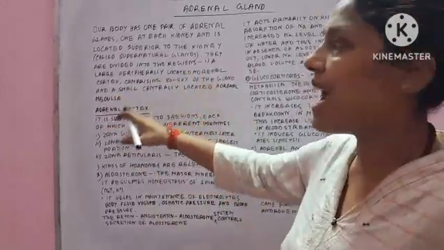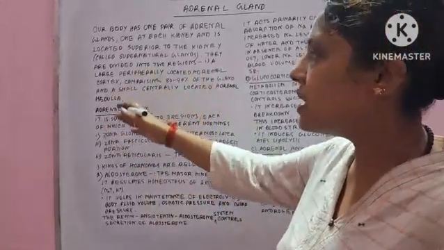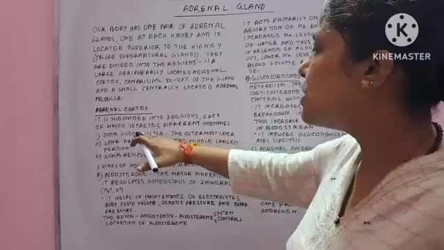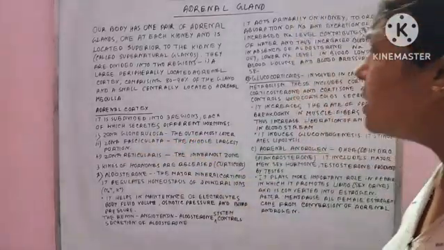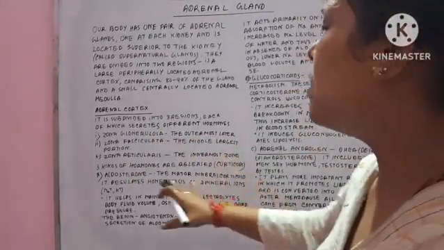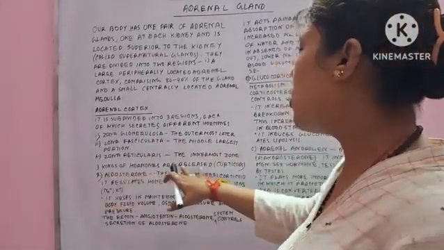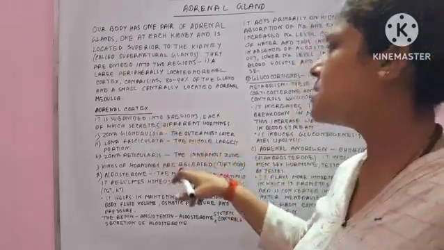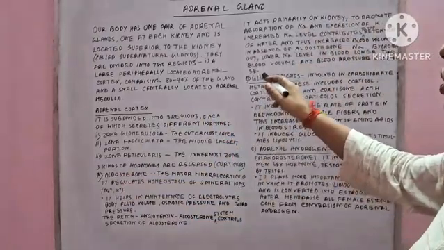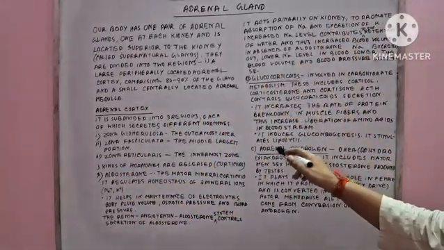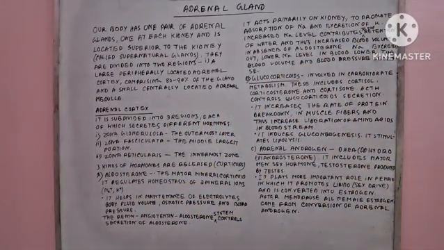So three layers are seen in the adrenal cortex. The adrenal cortex is composed of three structural organizations. Clear? And here, three kinds of hormones are released from this adrenal cortex: one is aldosterone, second is the glucocorticoids, and third is the adrenal androgen.